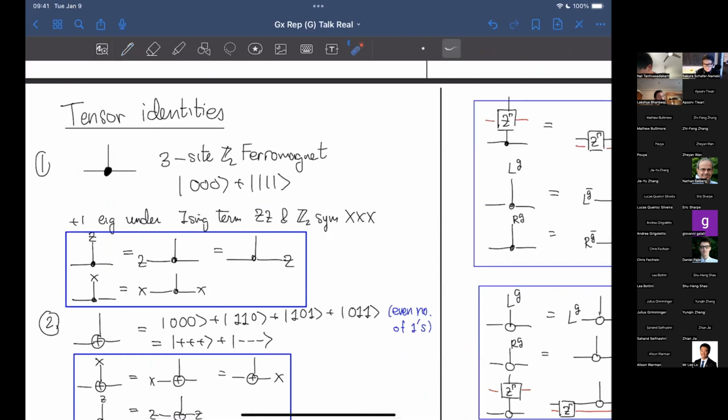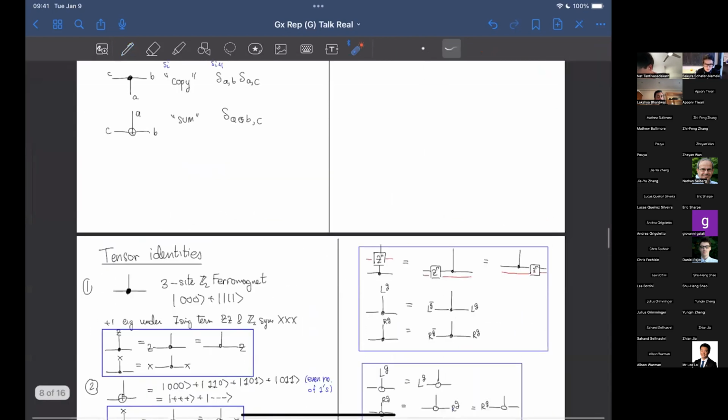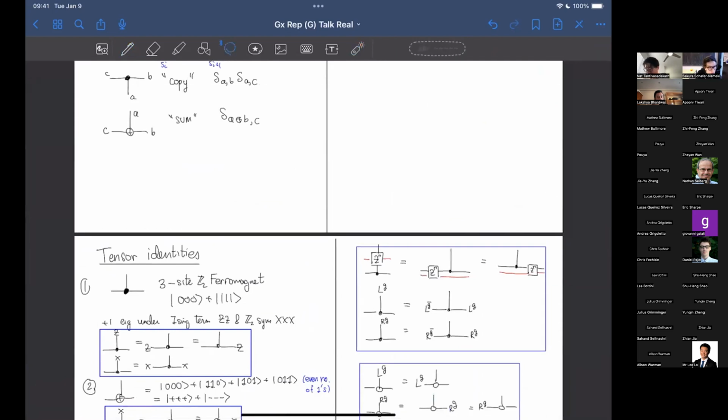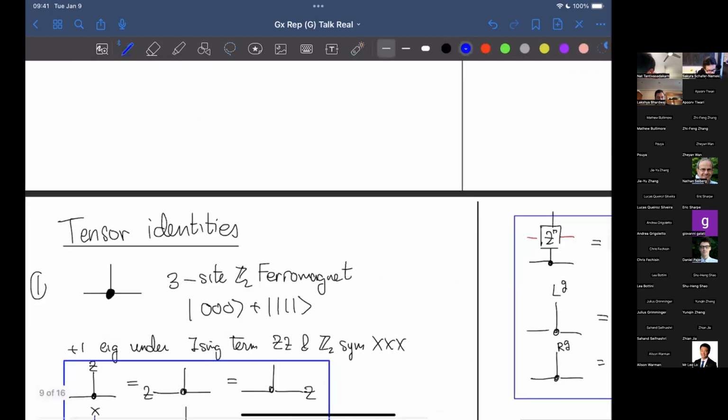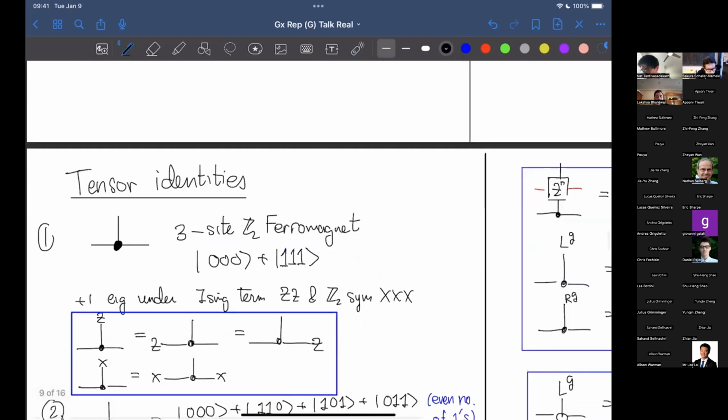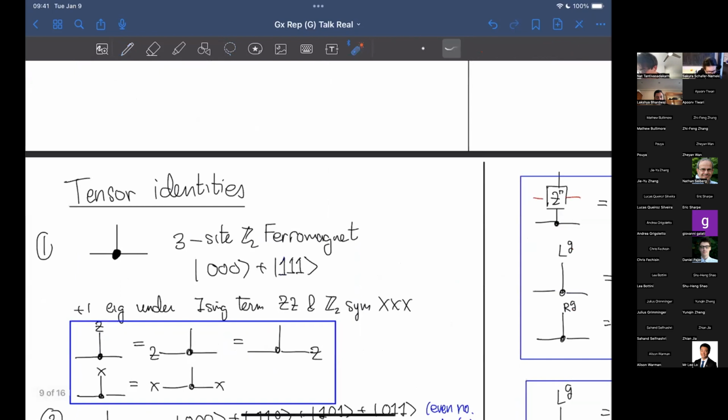The key observation is that when I define this copy tensor, you might have noticed that the states that satisfy this condition, you think of that as 3 spins in some sense. You can think of this as 0, 0, 0 plus 1, 1, 1. So I'm only thinking about Z2 spins here. So the only states that satisfy this are when all of them are 0, or all of them are 1. But you can think of that exactly as a 3-site Z2 ferromagnet. So they're all pointing up or pointing down at the same time. So in particular, this tensor is satisfied by an Ising term ZZ and also a Z2 symmetry that flips all the spins at the same time, XXX.